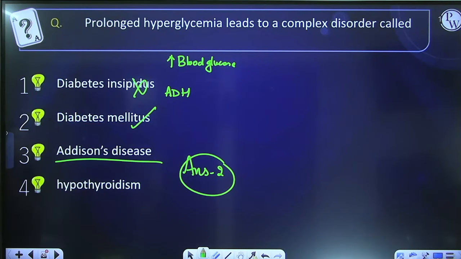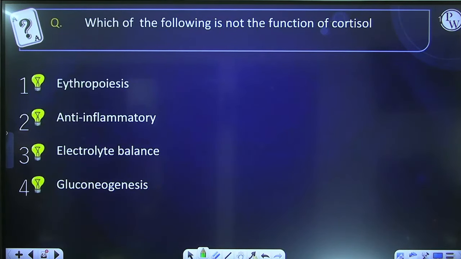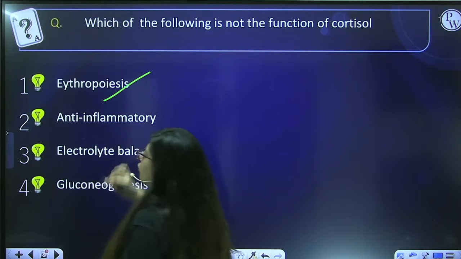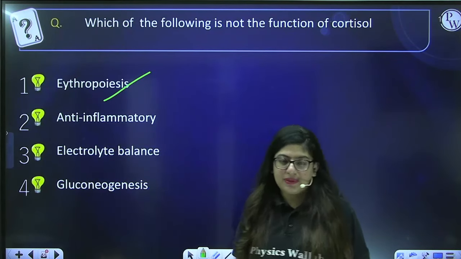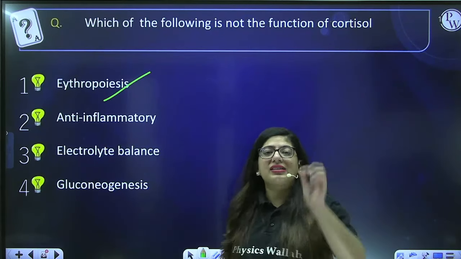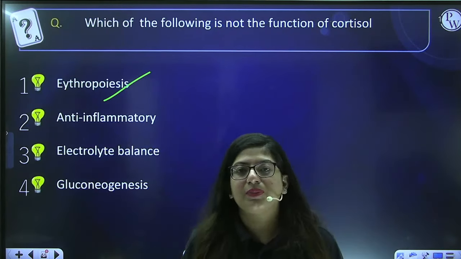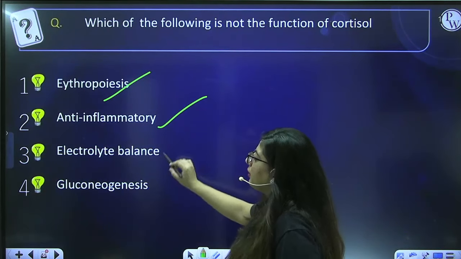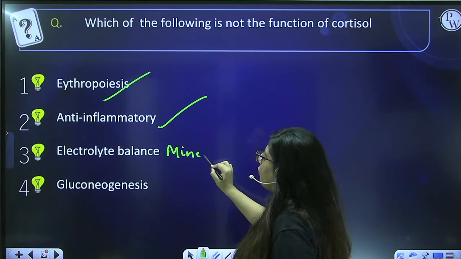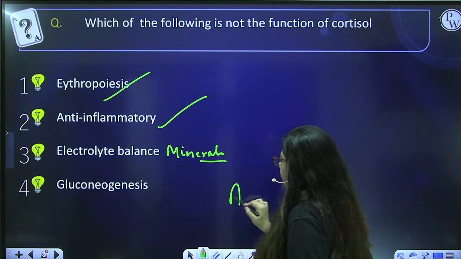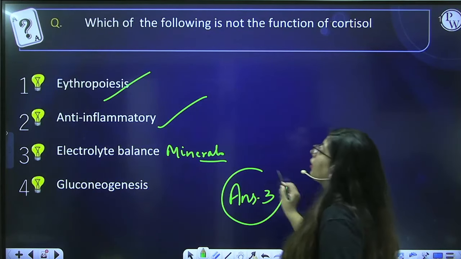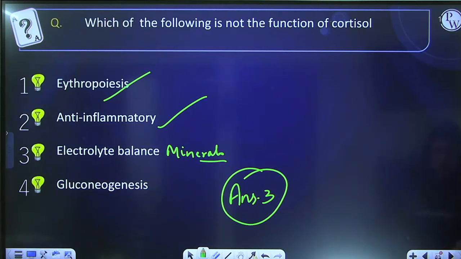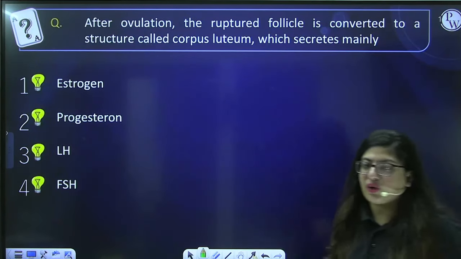Next. Which of the following is not the function of cortisol? Yes, erythropoiesis is a function. It helps in RBC synthesis. In fact, thyroxine also helps in erythropoiesis. Then we have anti-inflammatory effect. Electrolyte balance is the function of mineralocorticoid. And answer is 3. Next. And cortisol is a glucocorticoid.